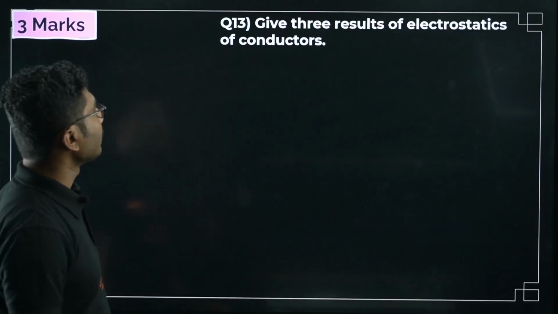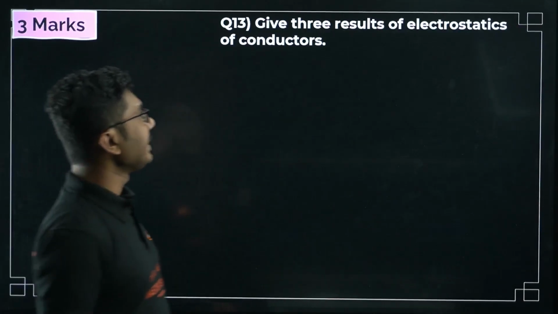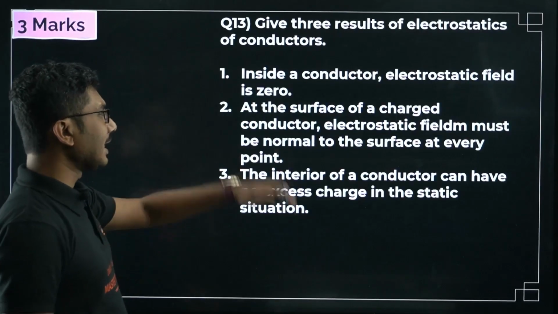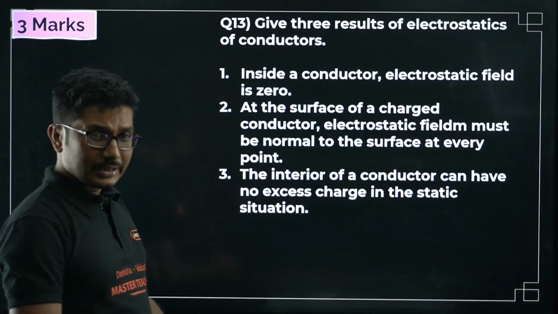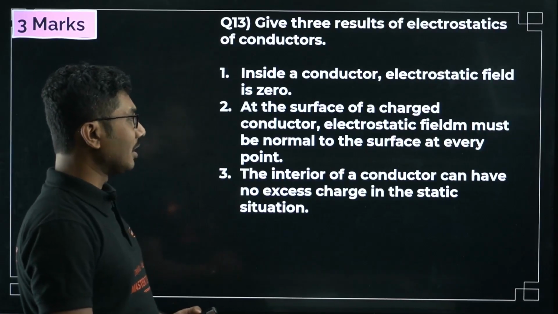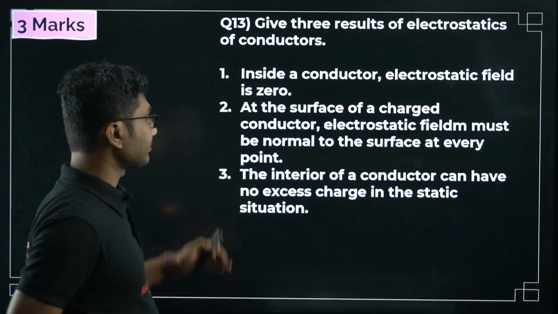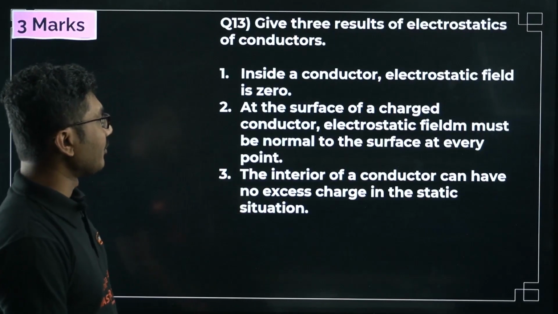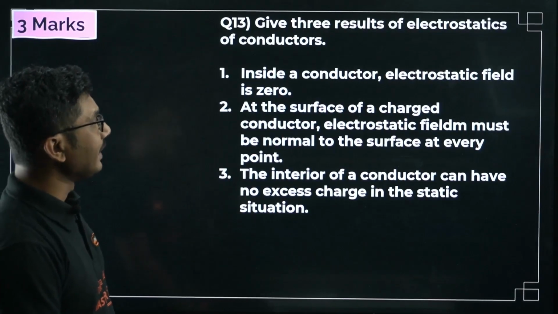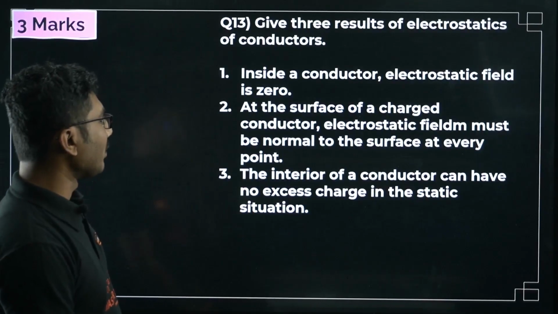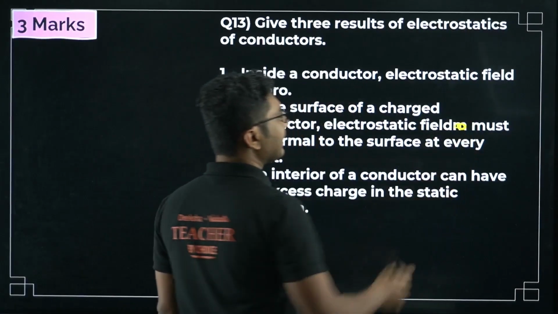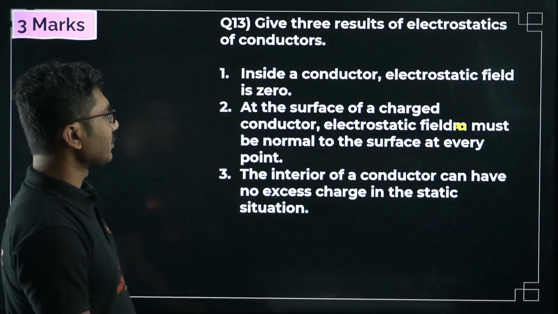Now let's move on to the next part. Give 3 results of the electrostatics of conductors. Again, inside a conductor, electric field is 0. Always remember that it is sometimes used in electrostatic shielding. At the surface of a charged conductor, the electric field must be normal to the surface. Electric field must be normal to the surface at every point.